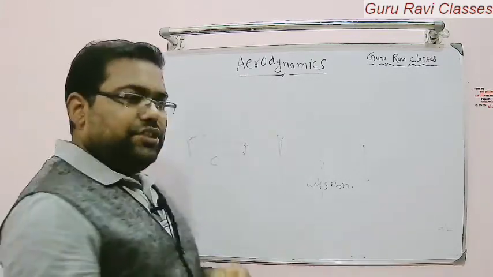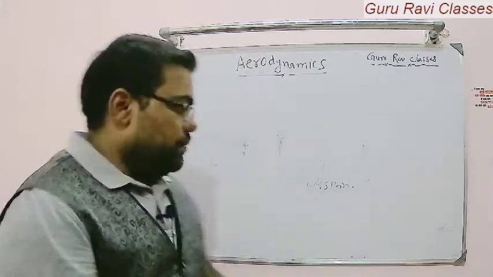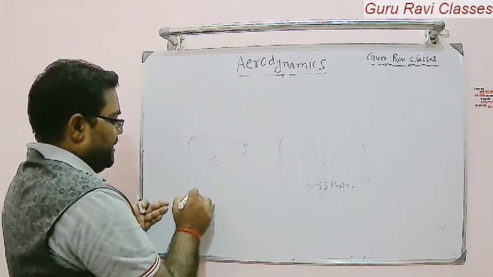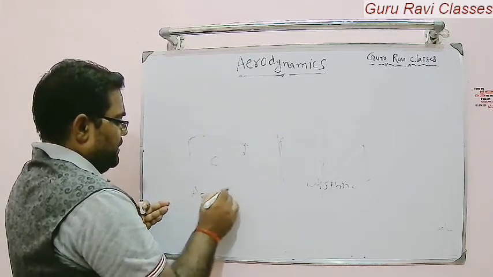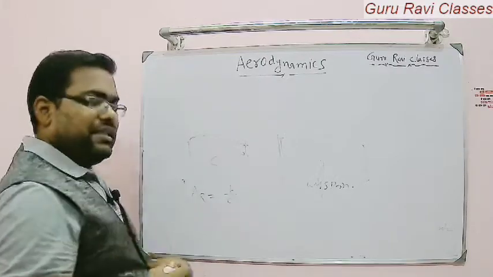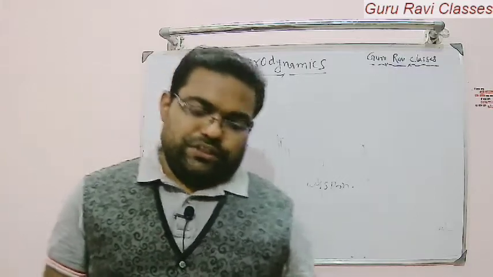So aspect ratio is nothing but the ratio of wing span to the chord. So wing span is this, right? And chord is this. If you divide this, this will become the aspect ratio. AR is equal to wing span divided by chord. Very simple definition. This is known as aspect ratio. Wing span to the chord length is known as aspect ratio.